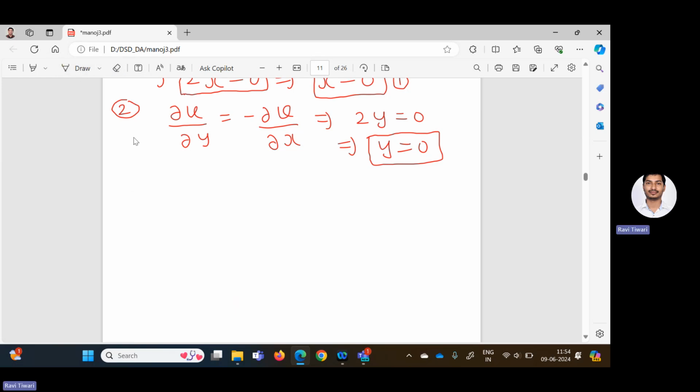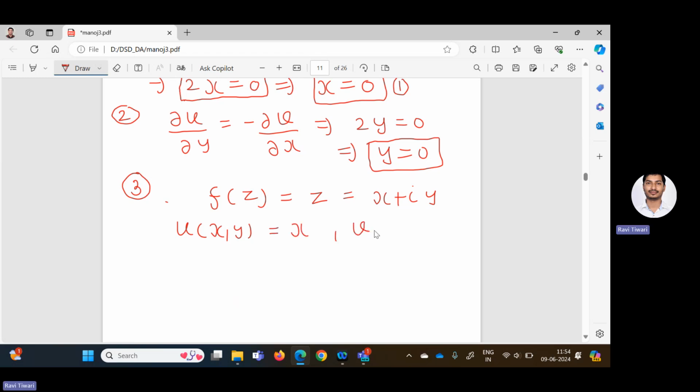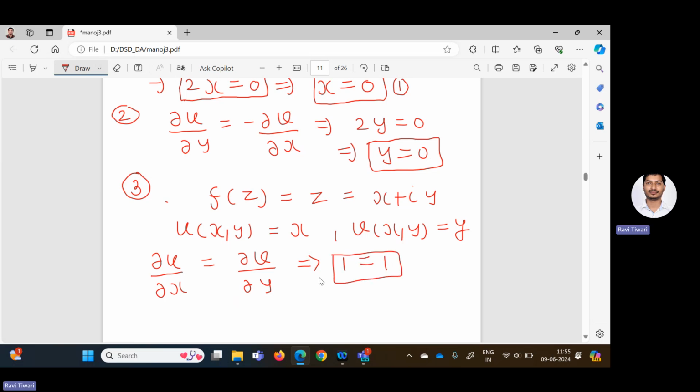Third example we can take. If I take f of z equal to the simple function z, and z is x plus iy, then the real part of this function u of xy is x, and the imaginary part v of xy is y. What is the first component of the CR equation? Dou u by dou x must be equal to dou v by dou y. So dou u by dou x is 1 and dou v by dou y is also 1. So the first component is satisfied.